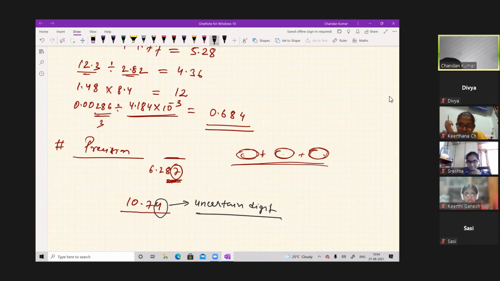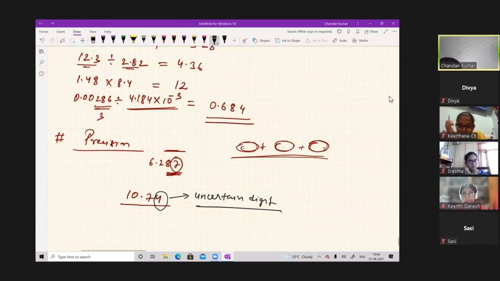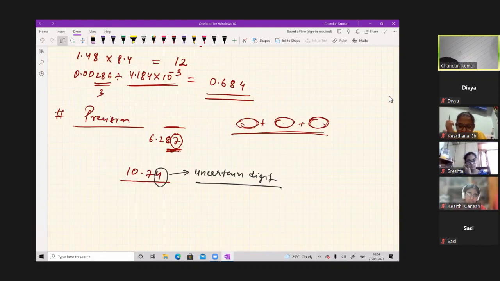When we calculate significant figures, we try to avoid or minimize the uncertainty in the digits, to get a more precise value so that we can minimize the errors in laboratory calculations. So significant figures are basically used for laboratory calculations.